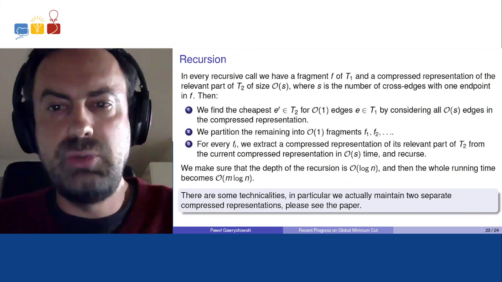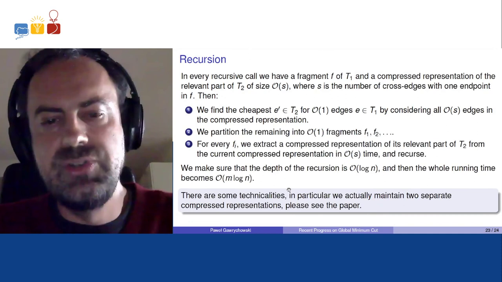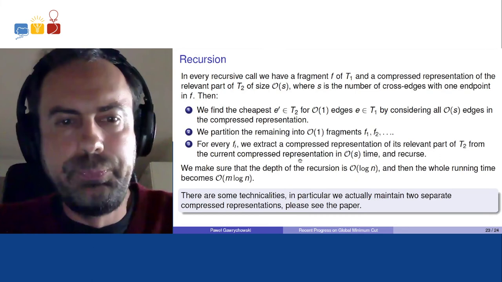I don't want to describe them in particular. You have to actually describe two separate compressed representations. Overall, it's not too hard, but I don't have 2 hours, so I'm not going to spend time on this detail. You can see the paper. Okay, so this is our algorithm.